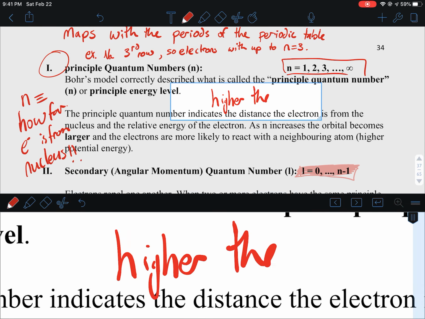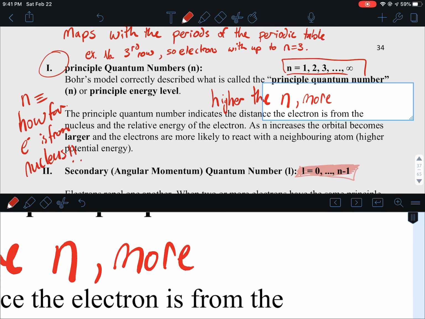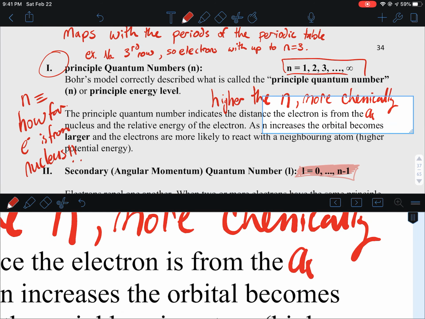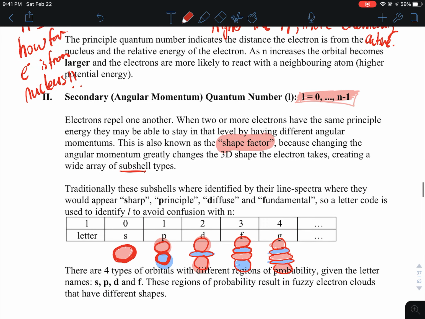The higher the n, the more chemically active. Okay.